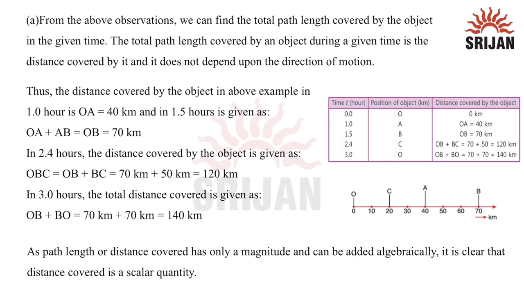Now, in 2.4 hours, it comes to point C, which means the object first went this way and then took a U-turn and came to this particular point. So here I can say that it is covering O, then B, and then C, right? So I can simply say that it is OB plus BC, that is 70 kilometers till here, and then again returns with 50 kilometers of distance covered. So it would be 70 plus 50 kilometers, that is 120 kilometers. As the path length or distance covered has only a magnitude and can be added algebraically, it is clear that distance covered is a scalar quantity.